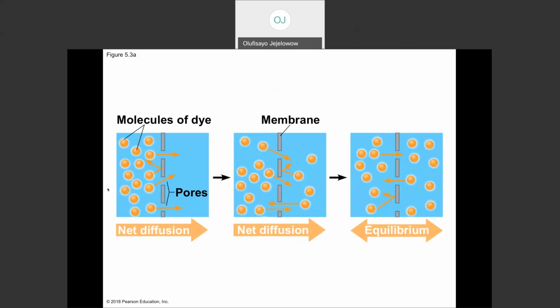So the solutes are going to move from where they are more concentrated to where they are less. So you have net diffusion of these orange particles moving from the left side to the right side, where they are more. This is the semi-permeable membrane, and they continue to move, and eventually they will reach an equilibrium. At equilibrium, the concentration of these orange solutes on the left side will be equal to the concentration on the right side. At equilibrium, the molecules continue to move, but there is no net diffusion from one side to another anymore.